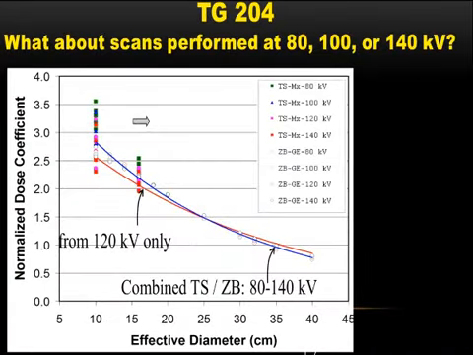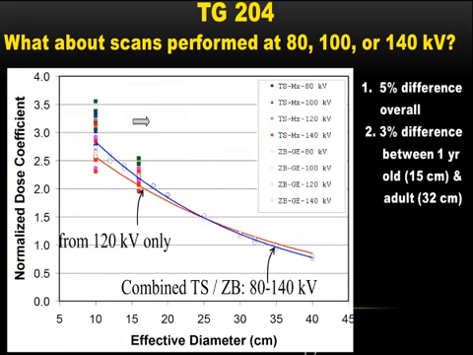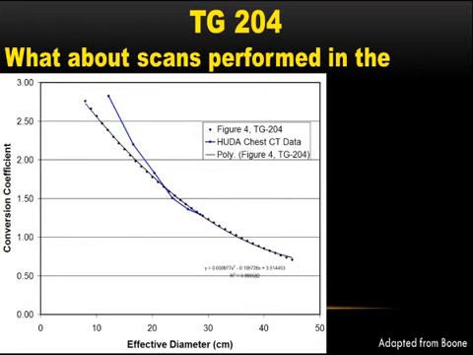So you say to me, well, that's great, Keith, but we use 80 kV and 100 kV and 140 kV. Well, here we're showing the 120 kV data curve, and here's the curve that represents the 140, 100, and 80 kV data. Once we get beyond a 1-year-old, we have less than a 5% difference in all cases. The percent difference is only about 3%. So the good news is that these conversion factors can be used for all kVs.